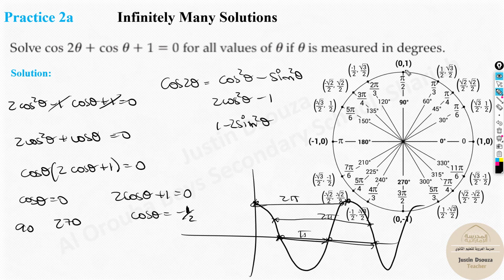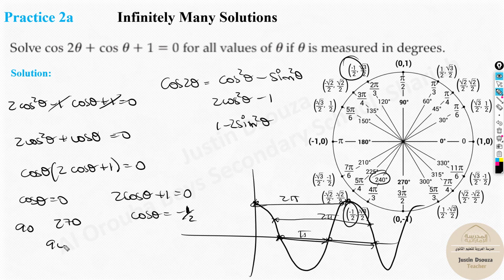And what about cos theta equals negative half? Cos theta is negative half over here, that is 2 pi by 3 or 120 degrees. And then you will have one more over here, that is 240 degrees. So these are the answers. But you do not need to write 270 because we know it goes on until infinity, right?